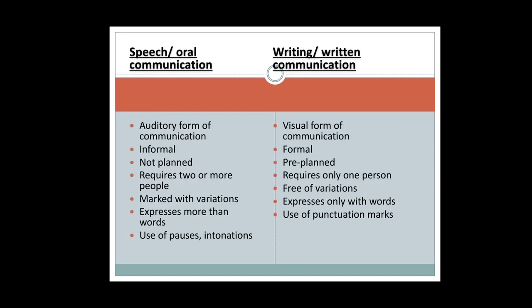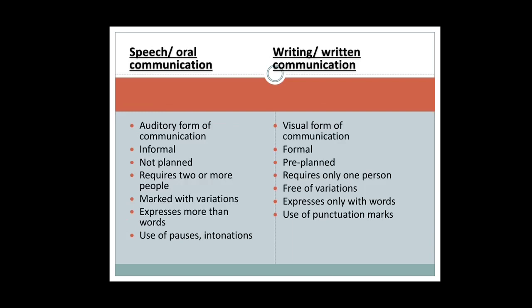Now it's time to look at the differences between oral communication or speech, and written communication or writing. Speech is an auditory form of communication, while writing is a visual form of communication. Speech is informal and writing is more formal mode of communication. Speech is not planned. Many times it is spontaneous, but writing needs to be planned in advance. Speech requires two or more people to take a proper form. Written communication requires only one person at the initial stage to compose a message.